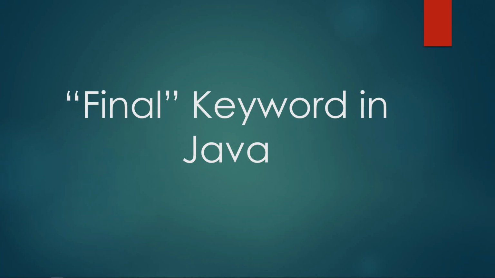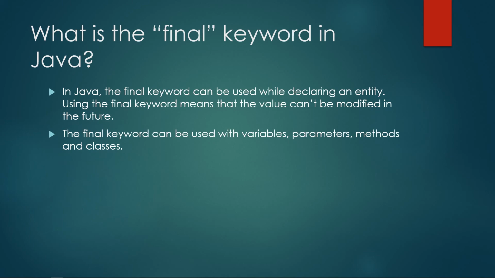In today's tutorial, we will be discussing the final keyword in Java. So what is the final keyword in Java? In Java, the final keyword can be used while declaring an entity. Using the final keyword means that the value cannot be modified in the future. The final keyword can be used with variables, parameters, methods, and classes. So let's take a look at a few of these examples.